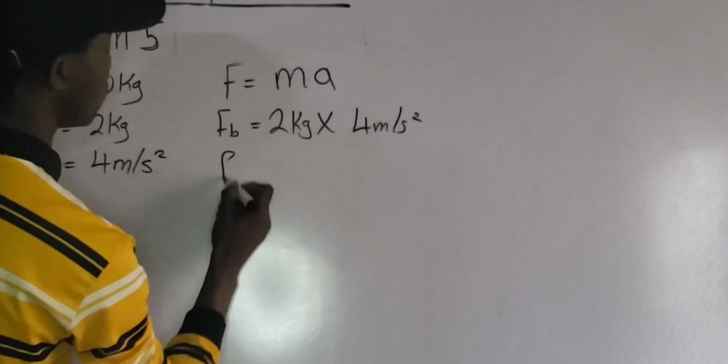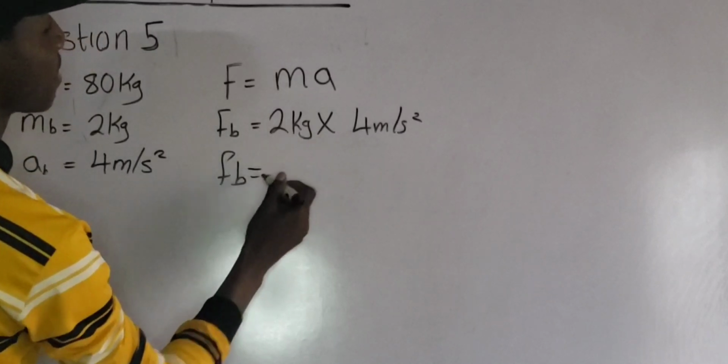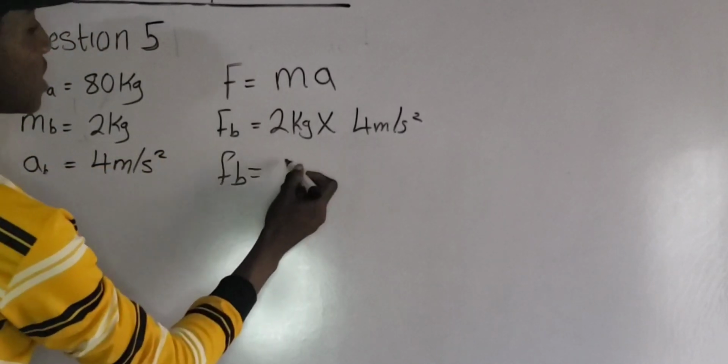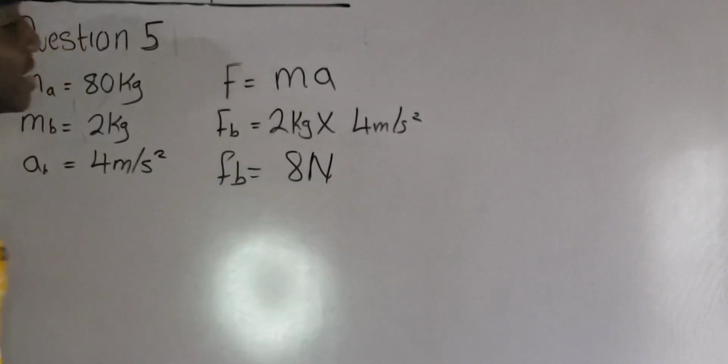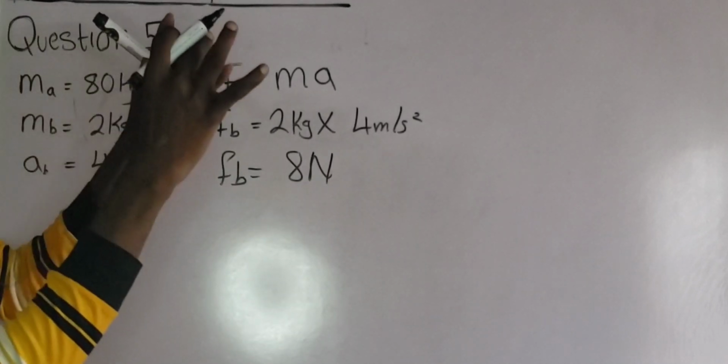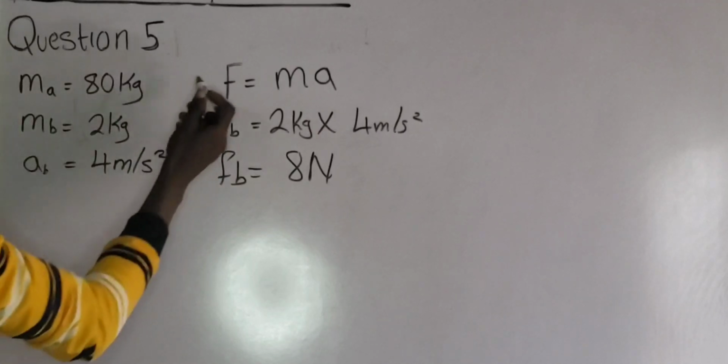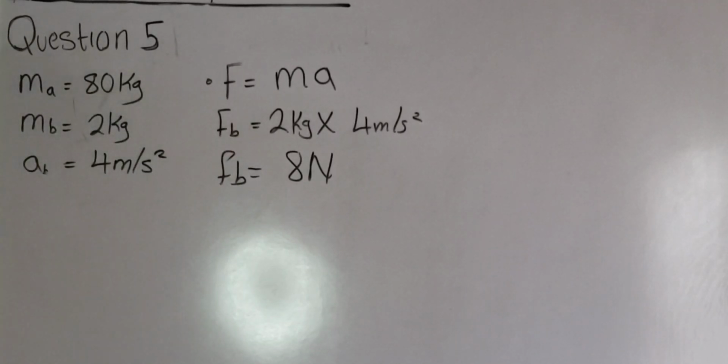Okay, so this will go what? 2 kilogram multiplied by 4 meters per second squared. What's the answer? That is 8 Newton. So the force that the astronaut exerts on this box is 8 Newton. Do you understand? Okay, now that's the first question. The second question says we should determine the force that the box exerts on the astronaut.